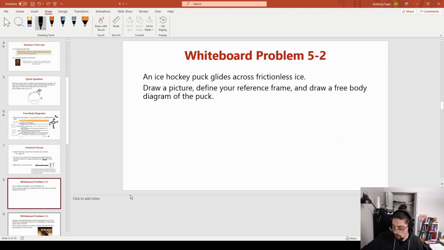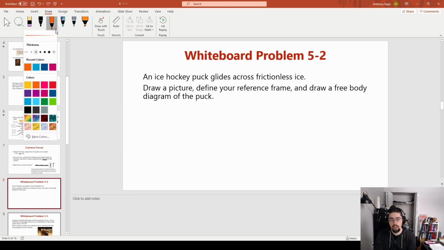Let's imagine here, we've got a scenario. An ice hockey puck glides across frictionless ice. No friction force. Draw a picture, define the reference frame, that is the axes, X and Y. Draw a free body diagram and label the forces that are going to be acting upon this thing. I'm going to give you just about 2 or 3 minutes, and then I can't look at your picture. We can't confirm numbers or anything else. Everybody's picture is going to be a little bit different, but we can see if we've got something at least kind of similar.